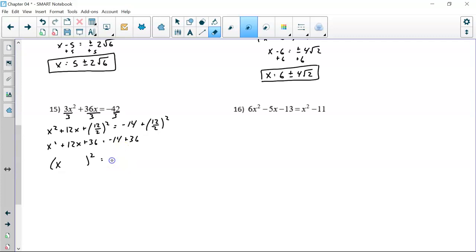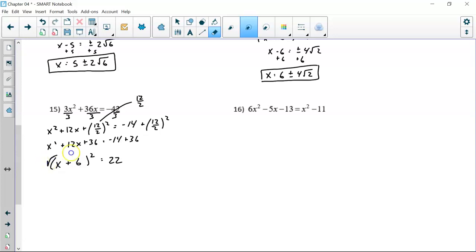So when we factor the left-hand side, we're going to get x and something squared equals 22. Oops, sorry. Yeah, negative 14 plus 36 is 22. So now that term in the binomial is from right here. It's 12 divided by 2. That's what goes in there. So it's going to be x plus 6 squared.